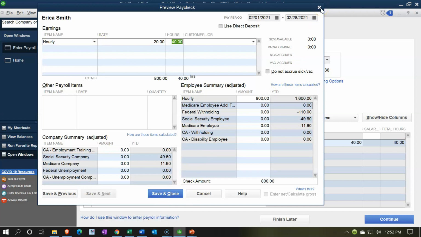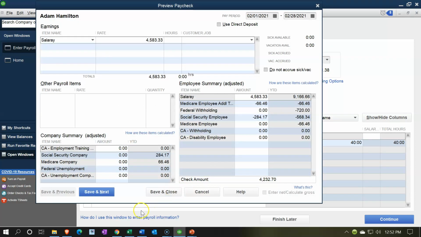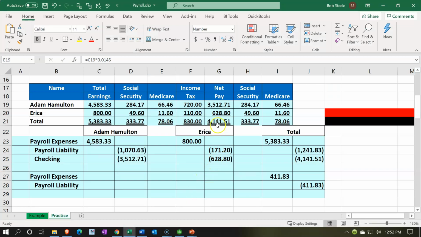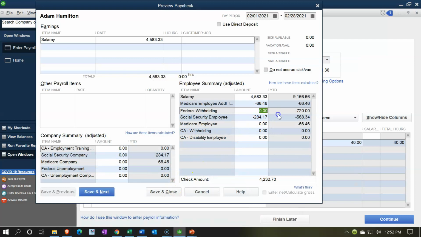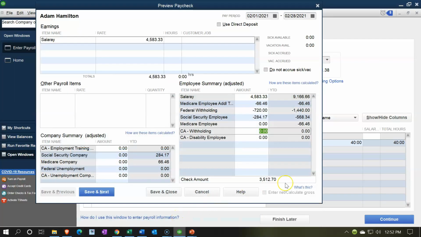Hold on a second. I hit enter. I'm going to close this back out. I'm going to click on Adam again because I hit enter. And then the federal income tax is going to be $720. So 720. All right. So there we have that. So now that's what's going to be withheld to the net check, 3512.70. Is that what we have here? So the 3512.71, it's off by a dollar, rounding. That's fine. So I'm going to say, all right. So that's the net check.